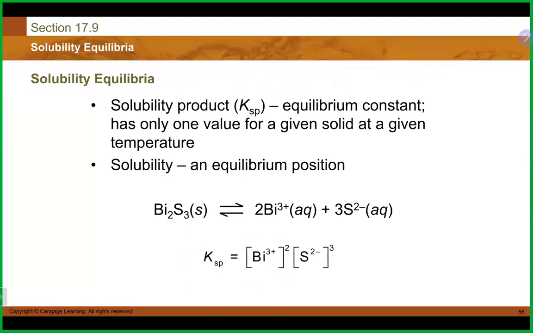So here's another example of that. Again, we have our solid going into our aqueous ions. We could write our expression again, our products, which is Bi. We do need to square it because of the coefficient, times S2 minus, and we do need a cube because of the coefficient. And again, here we would not include our reactants because it's a solid in this particular equilibrium.